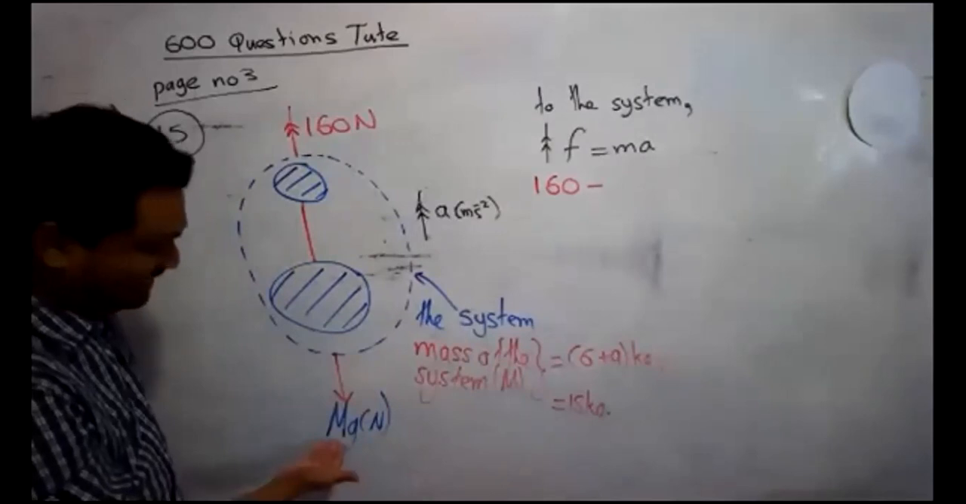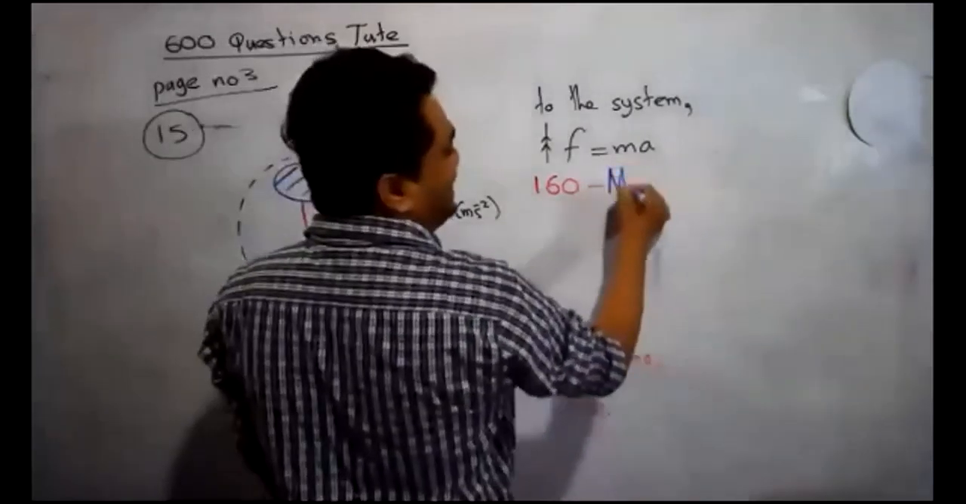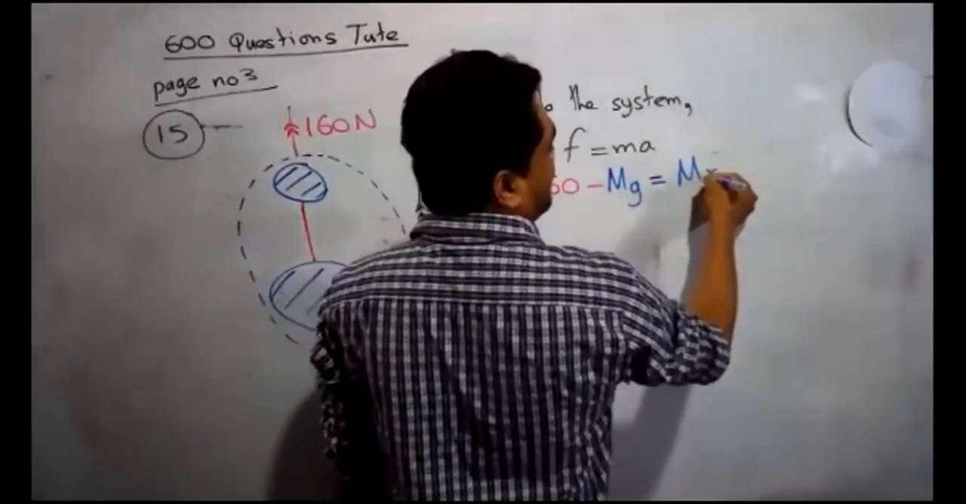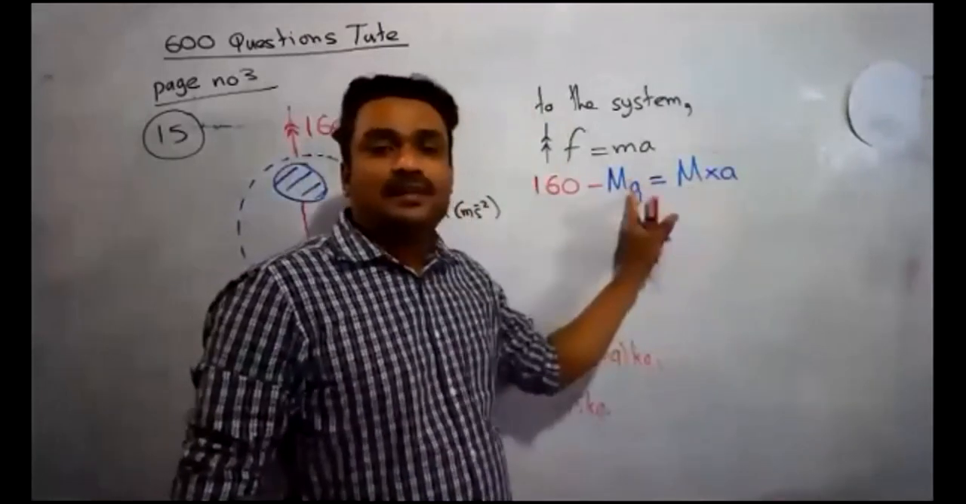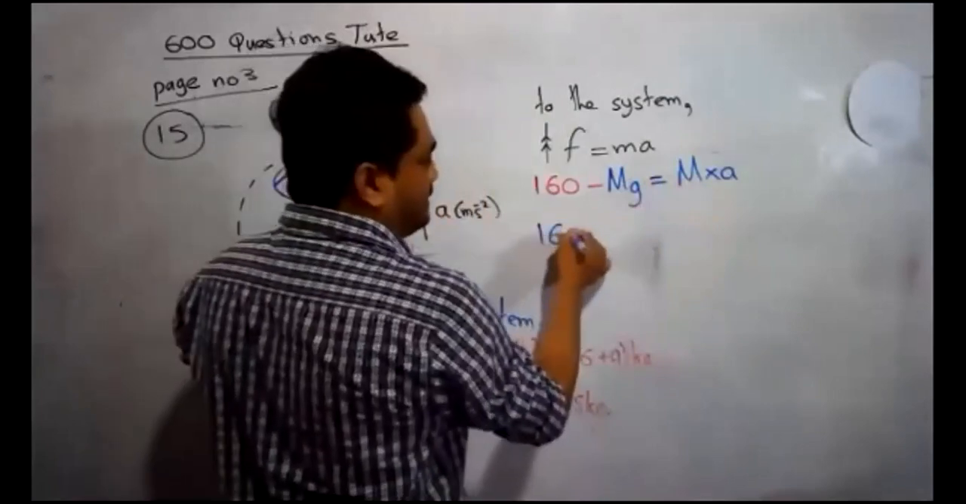The downward force is capital MG. I wanted it as capital MG. Mass is capital M, acceleration is A. I wanted to indicate capital M, which is the total mass of the system.